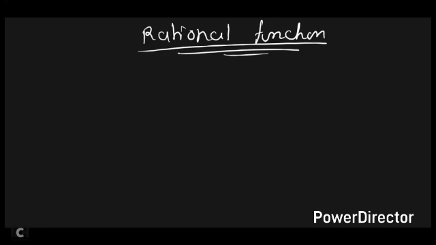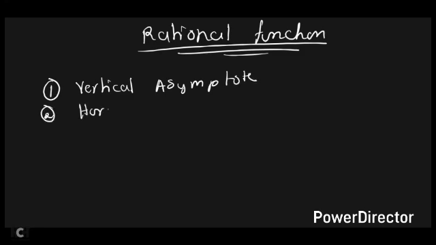So let's start with the first thing. These are the rules that you need to follow when you are plotting or sketching the graph of a rational function. You need first to find the vertical asymptote. Then the next one is the horizontal asymptote.